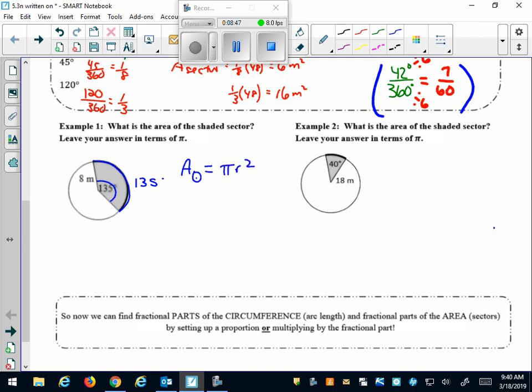The radius they give us is 8, so we're going to do 8 squared, which is 64. So the area of the whole circle is 64 pi. Now this says leave in terms of pi, so I'm going to leave that pi right there. That's the area of the whole circle. Now I need 135 out of 360.